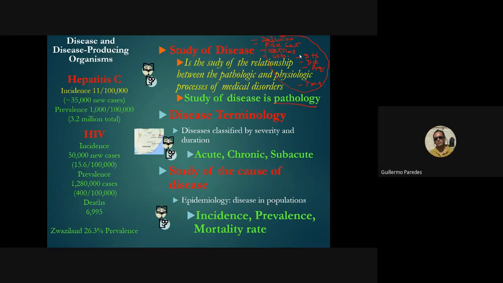So if you have somebody who's having back pain repeatedly, once every week, every 2 weeks, every 3 weeks, and for at least 3 months or more, that is a chronic condition. We got it? Yes. Excellent.